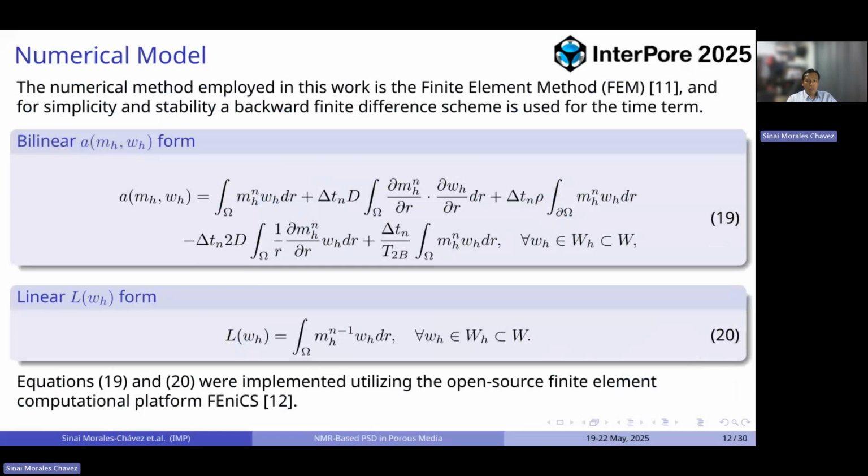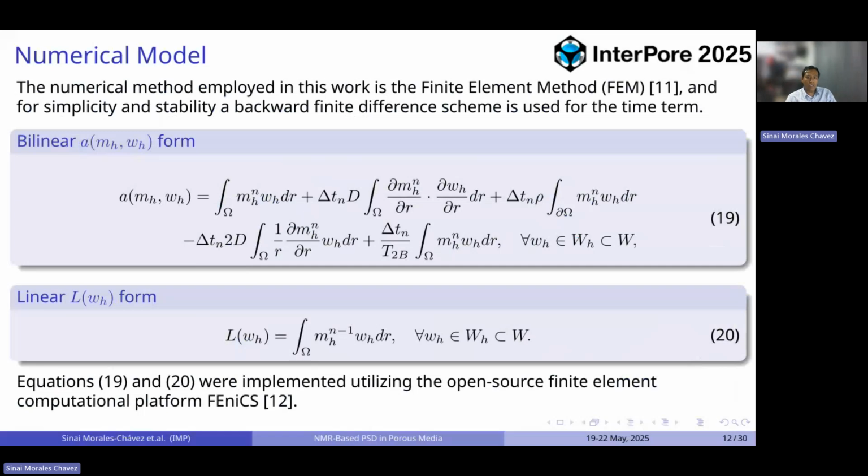The variational formulation for the model involves two components, a bilinear form and a linear form, which are shown in equations 19 and 20, respectively. An important advantage of our approach is the transformation to one-dimensional spherical coordinates.